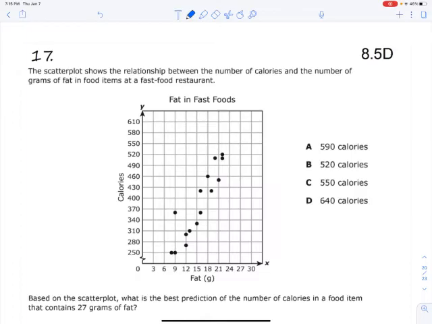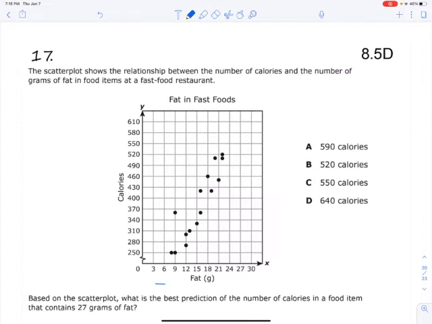Okay. Question number 17. Now this is the only one that we haven't talked about yet. Okay, and we will talk about it this next week. It says a scatter plot shows the relationship between the number of calories and the number of grams of fat in food items at a fast food restaurant. Based on the scatter plot, what is the best prediction of the number of calories in a food item that contains 27 grams of fat?